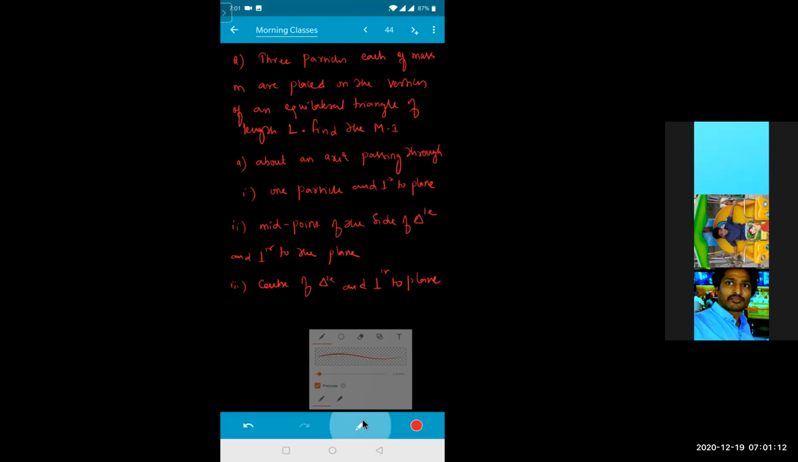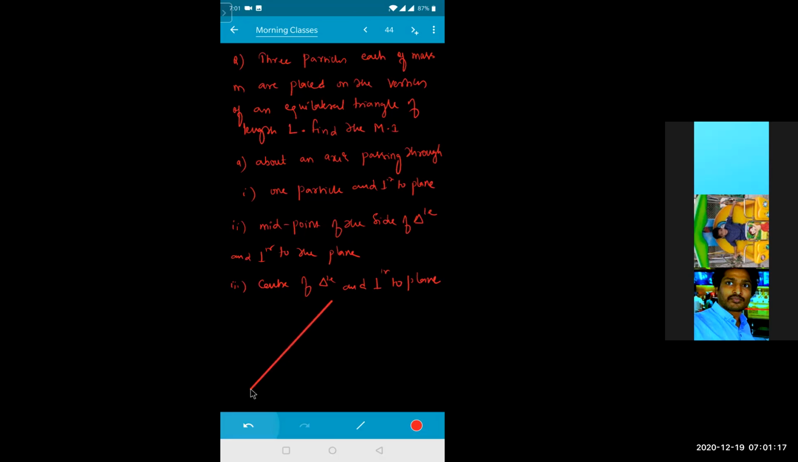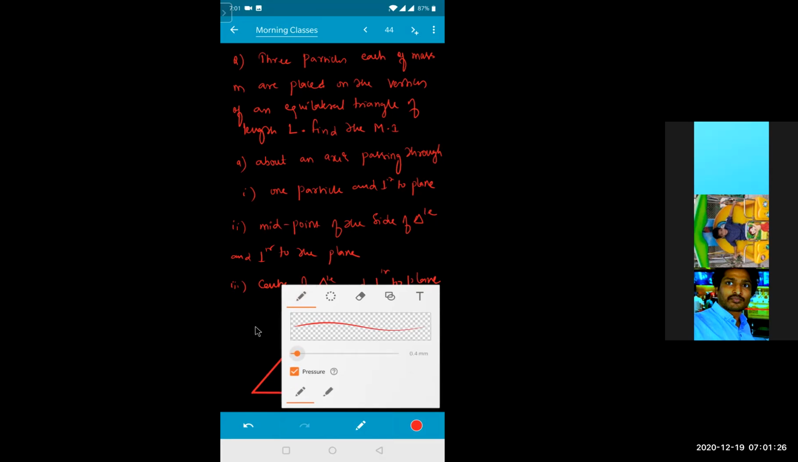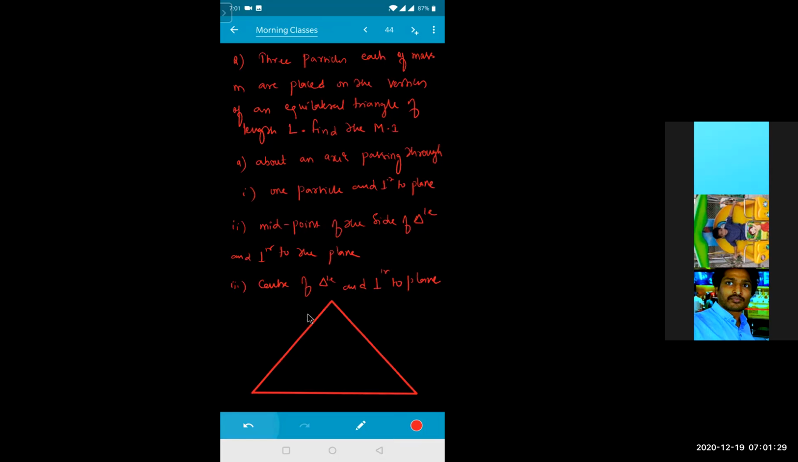Okay, so this is your question. Read the question carefully first. This one is your triangle. Three particles, each of mass how much, beta? m. That means I'm having three particles. I'm having one particle here of mass m. We are having one more particle here of mass m. We are having one more particle here of mass m. This is L, this is L, and this is L.